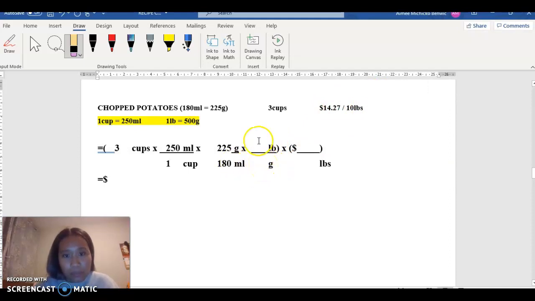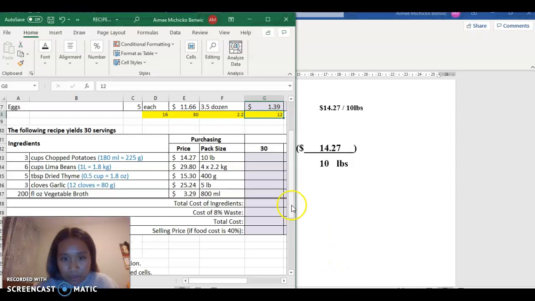So in 1 pound, that gives us 500 grams, and then just copy the price. So $14.27 per 10 pounds. After doing that, that gives us $2.68. So you can plug them into our Excel.